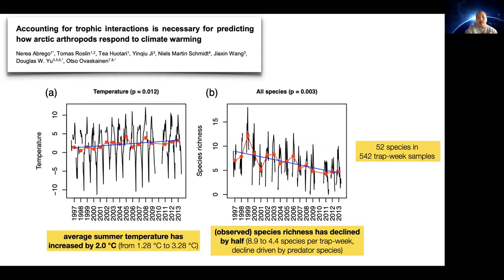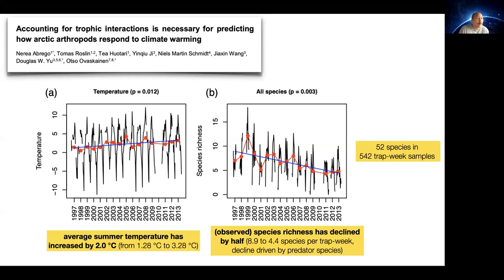This is being worked up for publication. There's a couple of summary statistics. First of all, the temperature has increased by about 2 degrees during this time. And what was a surprise to me is that the number of detected species, the number of observed species in our samples, dropped by 50% or so during this time, which really is a surprise to me.